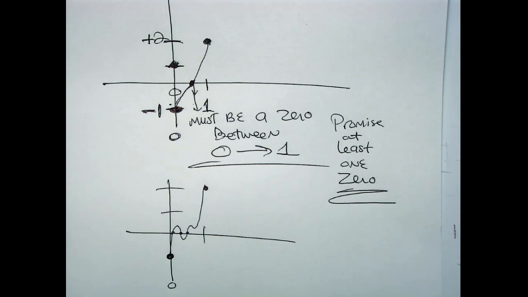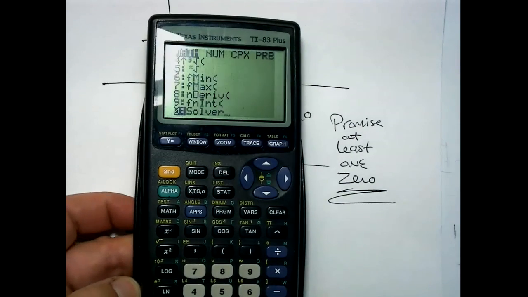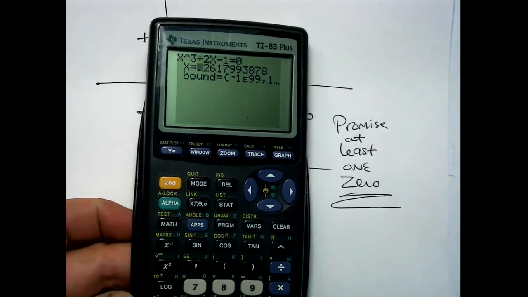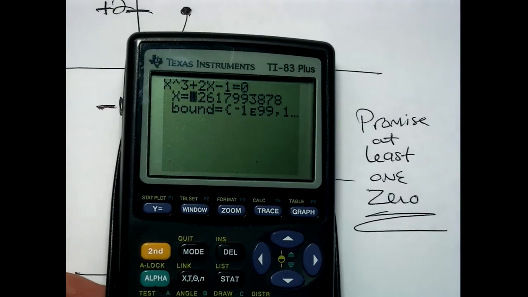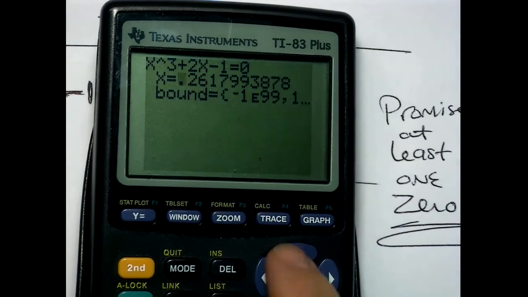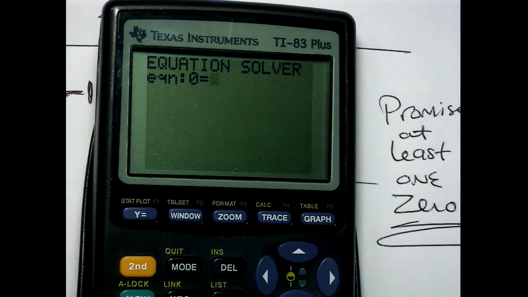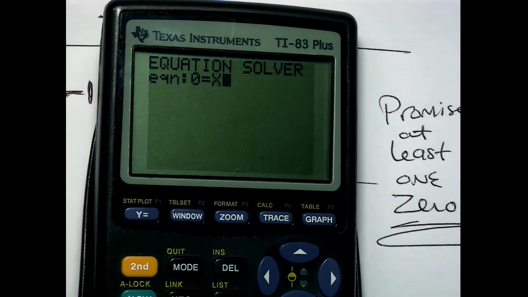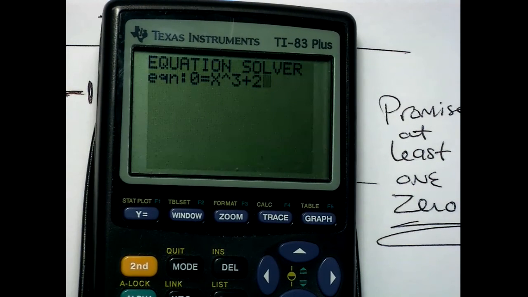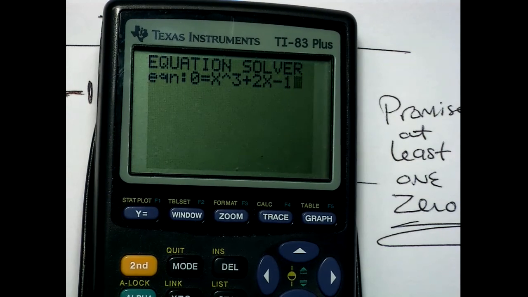So I'm just going to finish with one last attempt here to find those zeros and to see if indeed it does live between 0 and 1. I'm going to show you how to do that with the calculator here. My calculator, the TI-83, has a solver. If I go to my solver, you'll notice that it says equals 0 up there. So let me clear out the function. What I want equal to 0 is going to be x cubed plus 2x minus 1.